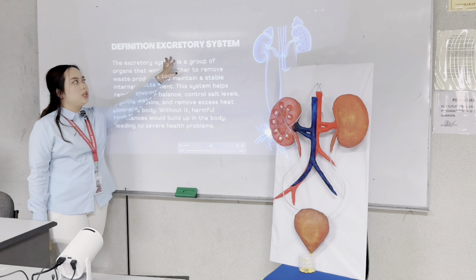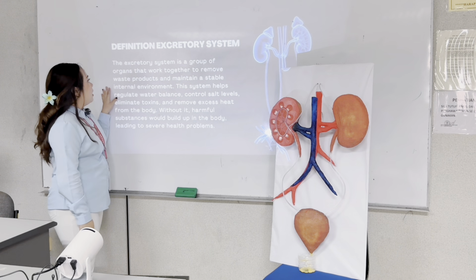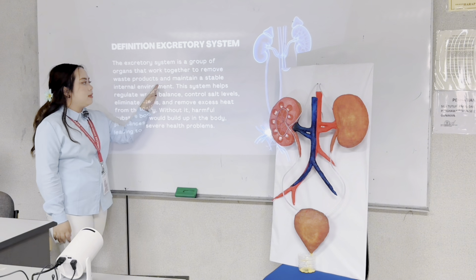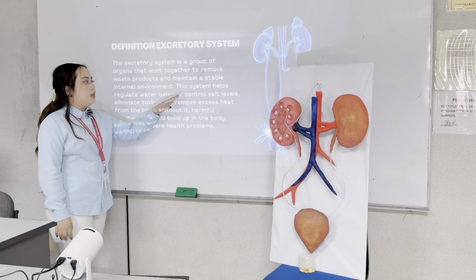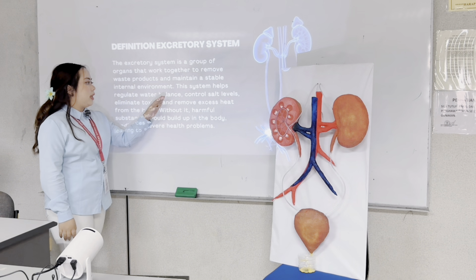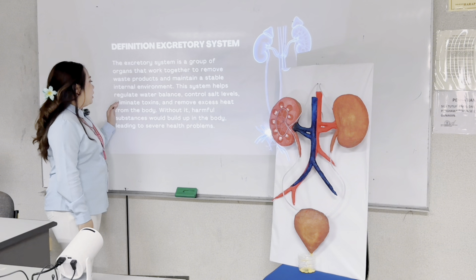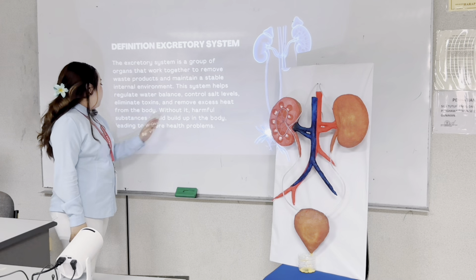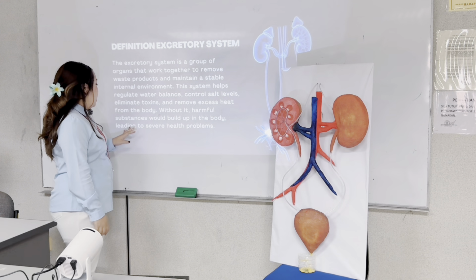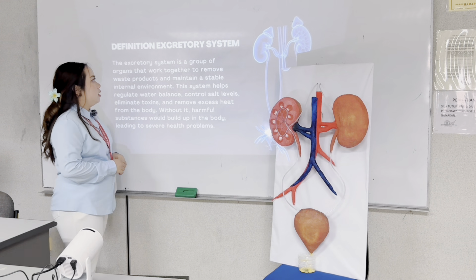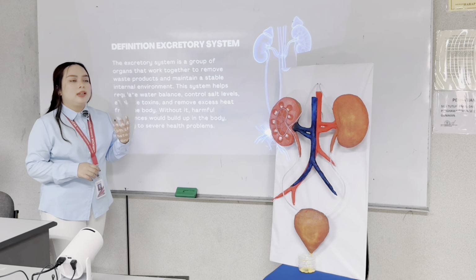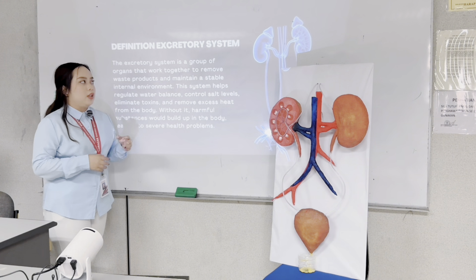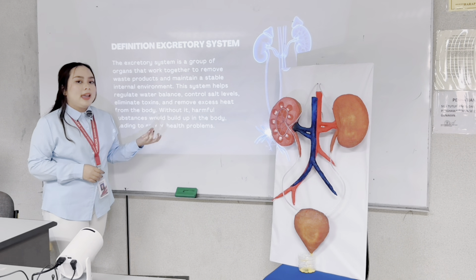So this is the definition of the excretory system. The excretory system is a group of organs that work together to remove waste products and maintain a stable internal environment. This system helps regulate water balance, control salt levels, eliminate toxins, and remove excess heat from the body. Without it, harmful substances would build up in the body, leading to severe health problems. So, the excretory system is basically a system of organs that remove waste products, regulate water and salt balance, eliminate toxins, and maintain internal stability.